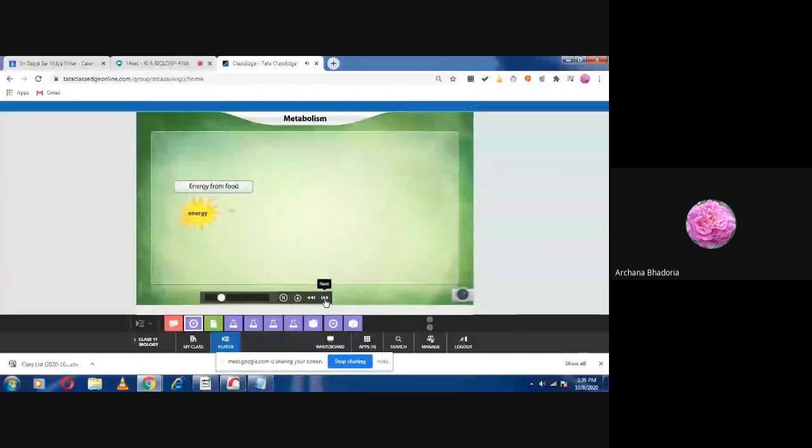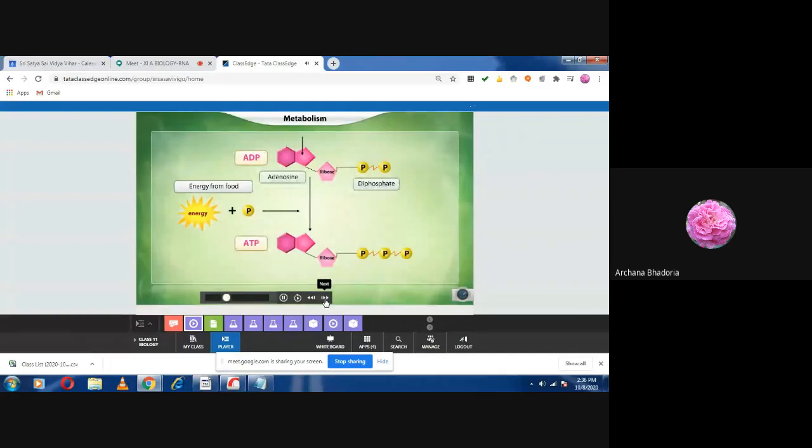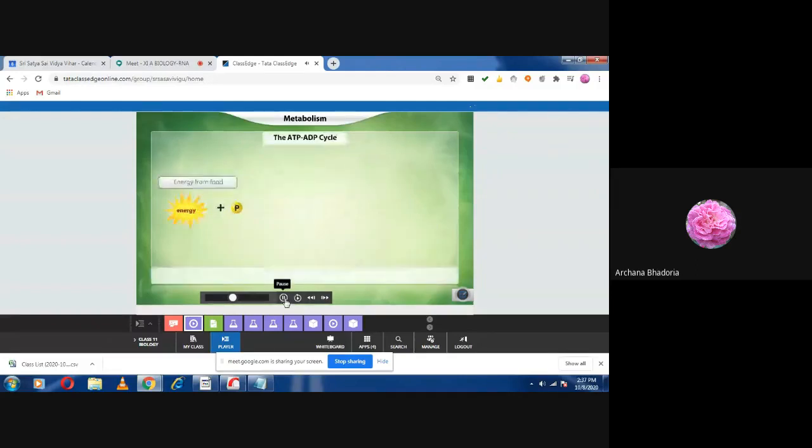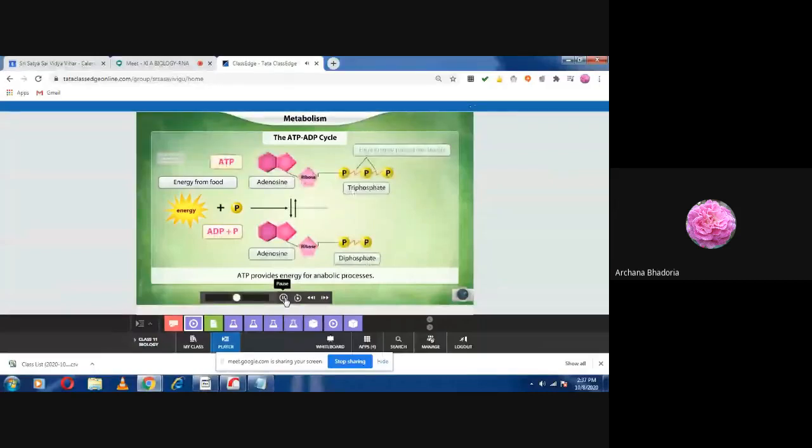The energy released from the breakdown of complex food constituents is used to bind a phosphate molecule to adenosine diphosphate to form adenosine triphosphate. The phosphate bonds are high energy bonds. The stored energy in ATP is used for anabolic reactions like synthesis of complex carbohydrates, proteins, and other biomolecules.